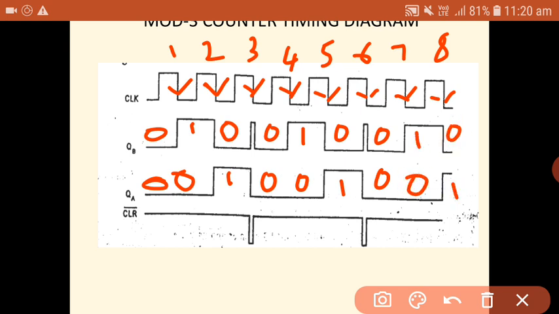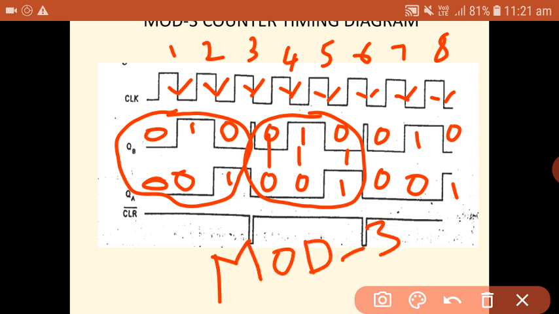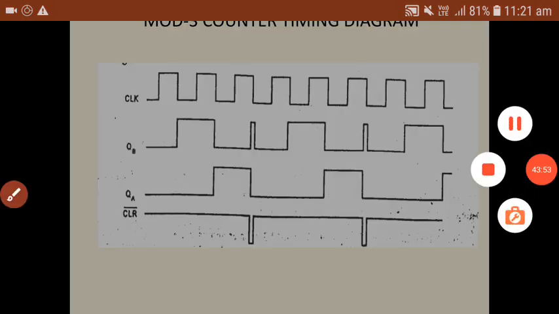Then 0 1, and then 1 0. That continues. So in total, the possible different output states are 0 0, 0 1, 1 0, 0 0, 0 0, 0 1, and 1 0. These are the three different possible output states, so this will be the timing diagram for the mod 3 counter. Okay, so this is something about the mod 3 counter.